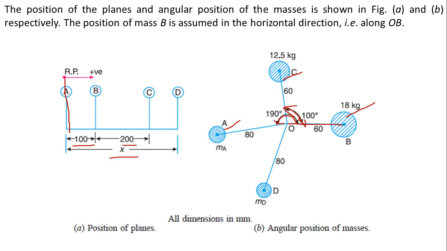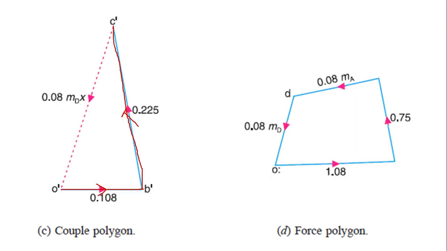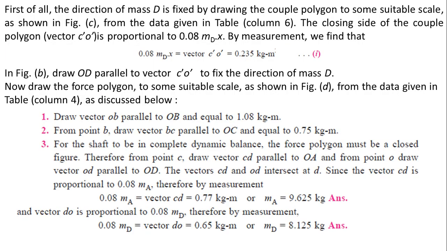Okay, so with the given angles you can try to draw the couple polygon, and the remaining one, this one, is C dash to O dash. So if you measure this, it will be nothing but 0.08 md into x. So measure this value and get 0.08 mdx. So by measurement you get 0.08 mdx, that will be nothing but vector C dash O dash, that will be equal to 0.235 kg meter. Okay, so what is the next step now? Using this, you will not get any value here, only these two things together, md into x, are there. So let us go further now.